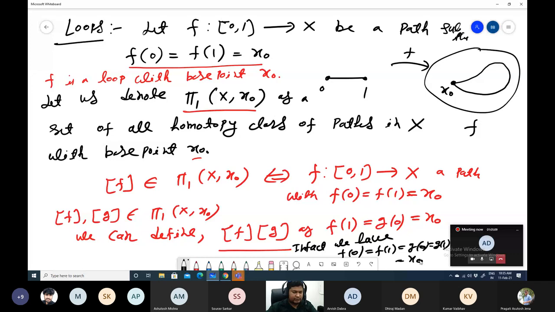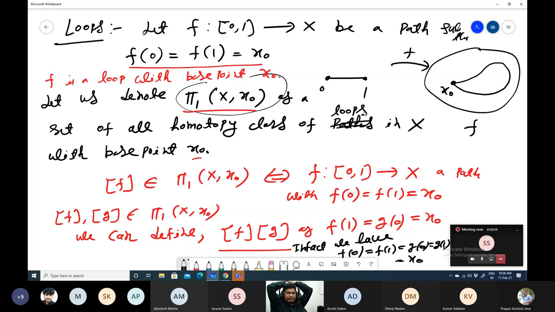Sir, all the paths belonging to that pi 1 x, x0 are loops only? Right. So that means we have taken, na? So we denote this as a set of all homotopy classes of paths. Okay, classes of loops we can say, right? Good, it is better. Loops in x with base point x0. Okay.